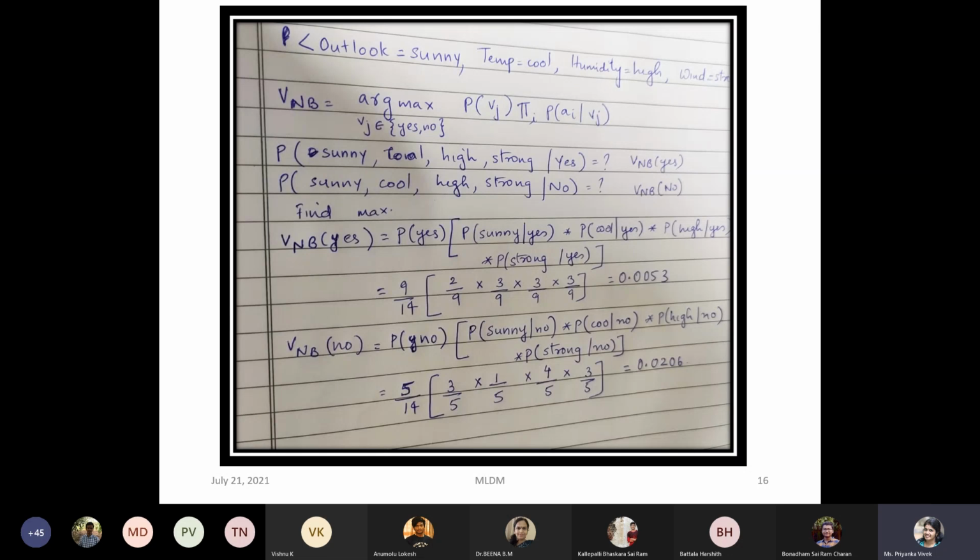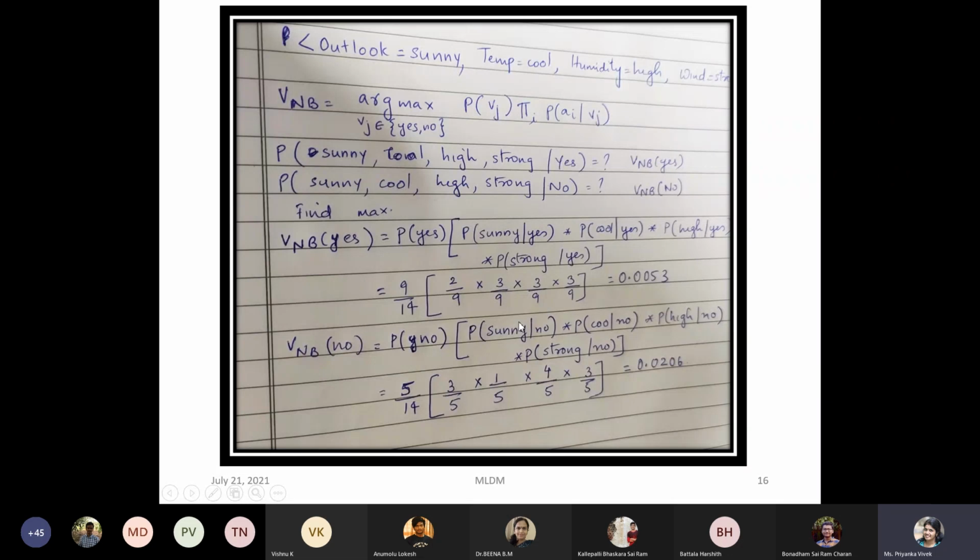Okay, is that clear in the steps? Do you have any confusion? This is our basic naive-Bayes approach. And see, when we say it is sunny, cool, high, strong given yes, we are just multiplying sunny given yes into cool given yes into, that is in the bracket you are seeing, 2 by 9 into 3 by 9 into 3 by 9 into 3 by 9.